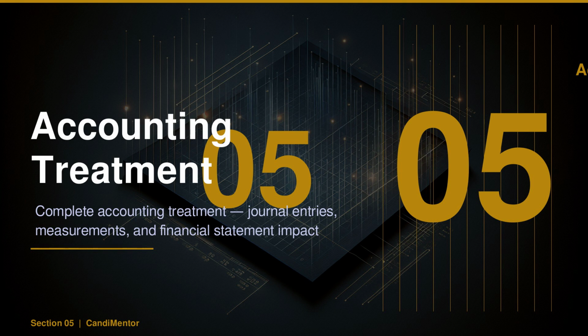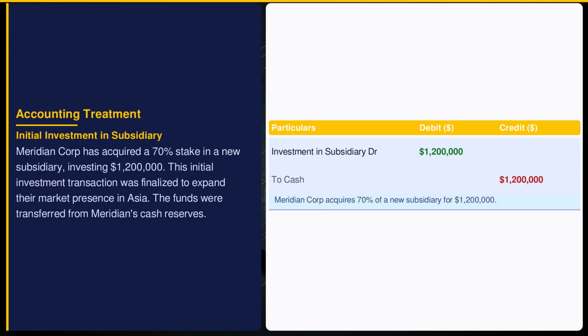Meridian Corporation, a global manufacturing company, signs a 5-year operating lease for its Singapore warehouse. Watch how every accounting event plays out. Discover how Indian Accounting Standard 110 guides the recognition and measurement of their $1,200,000 investment, impacting balance sheets and profit statements. Investing in a subsidiary demands meticulous accounting under Indian Accounting Standard 110.